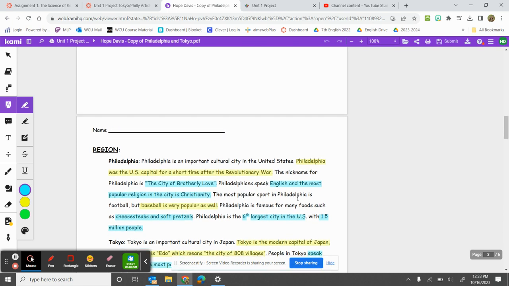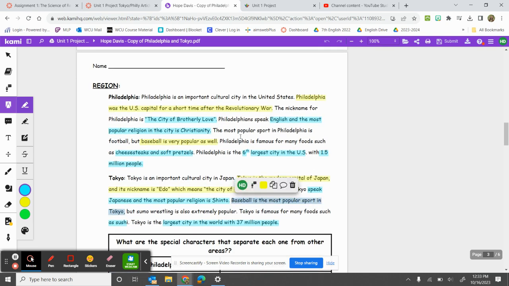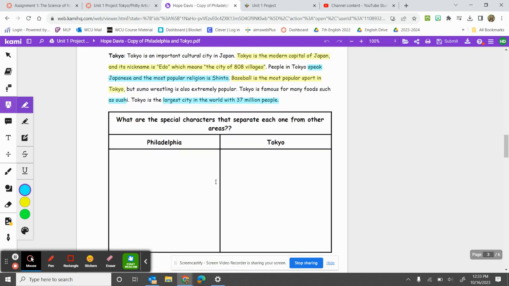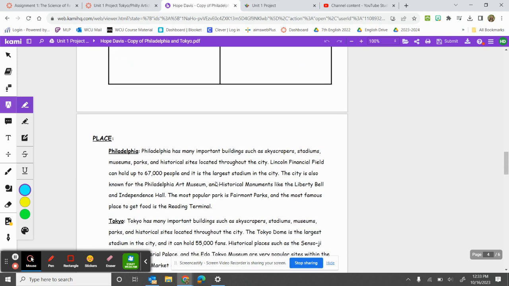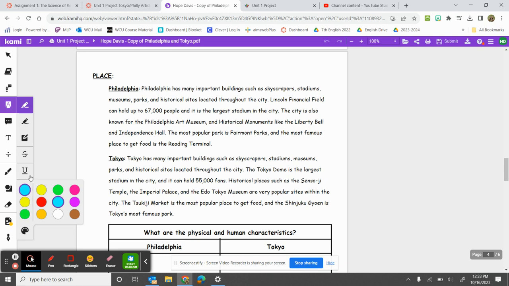So you're welcome to use what I have. You're welcome to copy what I have for region. These two are done for you. The rest of this article, you are going to need to highlight on your own. I would recommend using two different color highlighters, yellow for similarities and blue for differences. If you're doing this on paper, go and grab a yellow and a blue highlighter from the back.